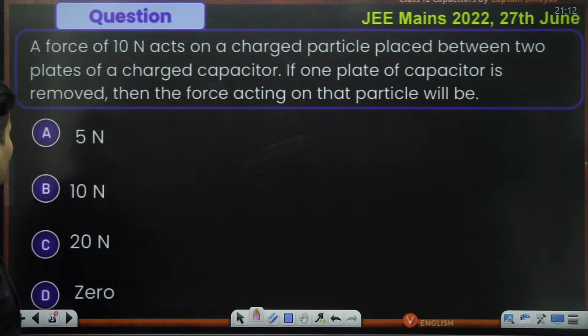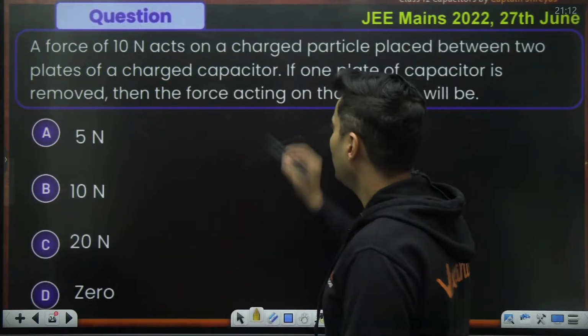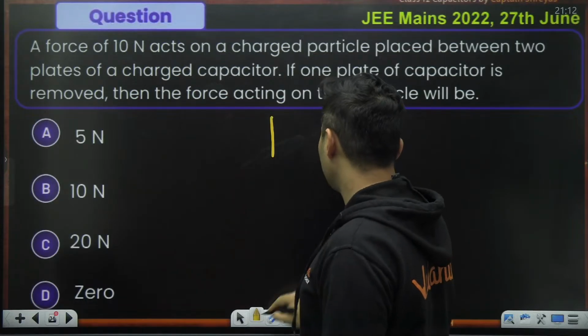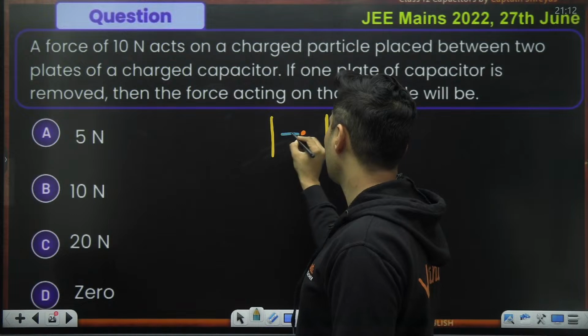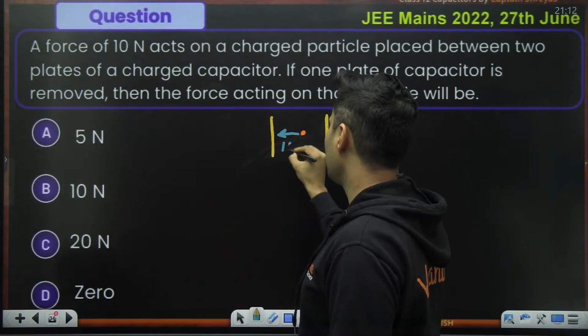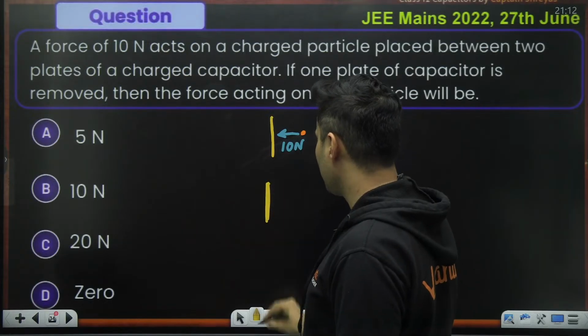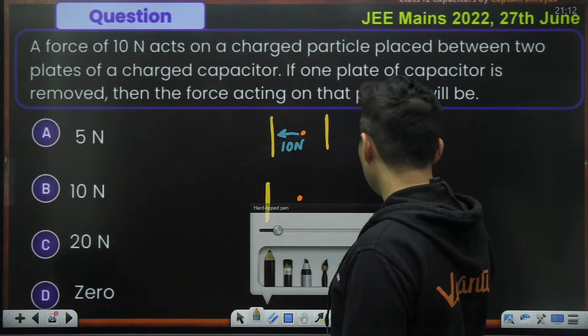Moving on, a force of 10 Newton acts on a charged particle between the plates of a charged capacitor. If one of the plates is removed, then the force acting on the particle will be how much? Think about it. 10 Newton acts between the plates. So these are the two plates, and you have a charged particle, and there is a force on that particular charged particle, which is basically 10 Newton. Now you remove one of the plates, only one plate is there, and that charge remains. How much force will be there?